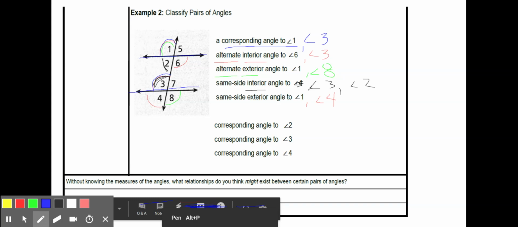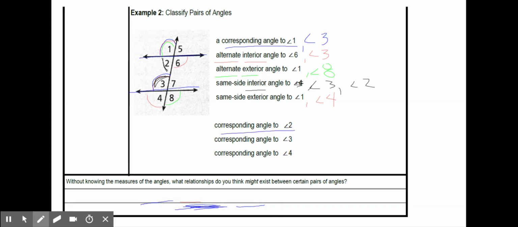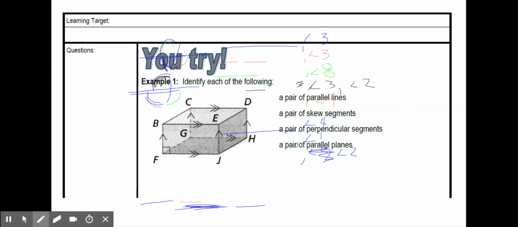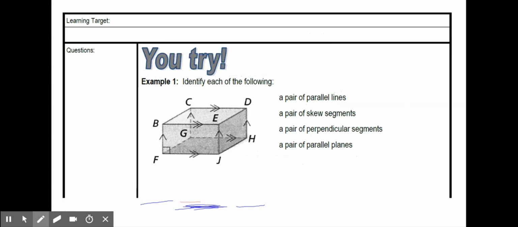Let's match some corresponding angles. So angle 2 is on the lower left side of the intersection, so angle 4 is on the lower left of the intersection. Angle 3 is in the upper left, so that'd be corresponding to angle 1, and angle 4 would be corresponding to angle 2. Okay. All right, you try, and we'll see you in class.